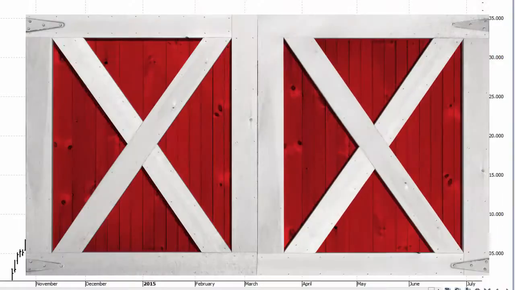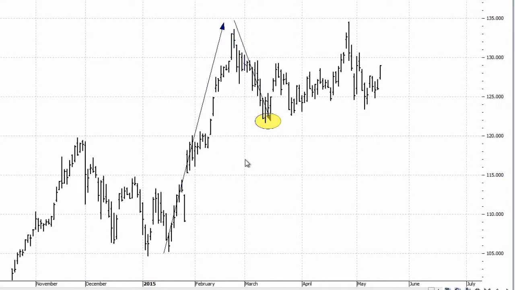So folks, hope it helps. You always need to know your risk in your trade. You need to manage your risk accordingly.